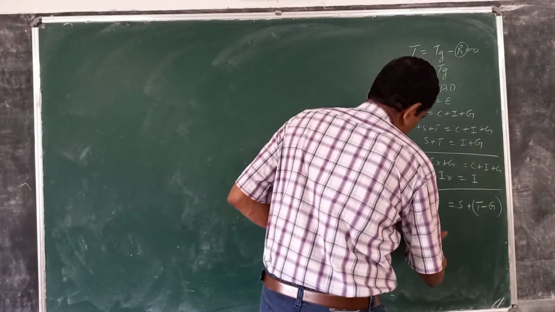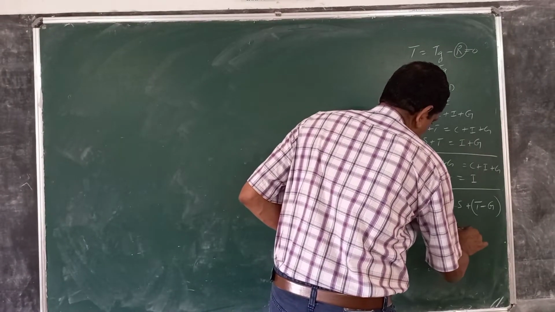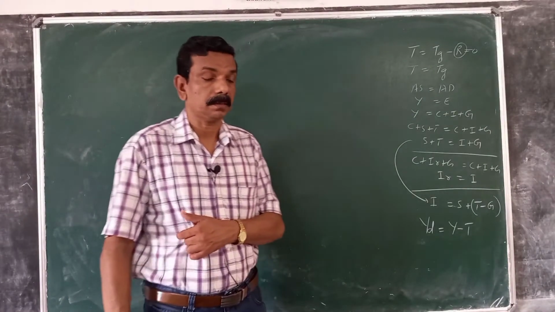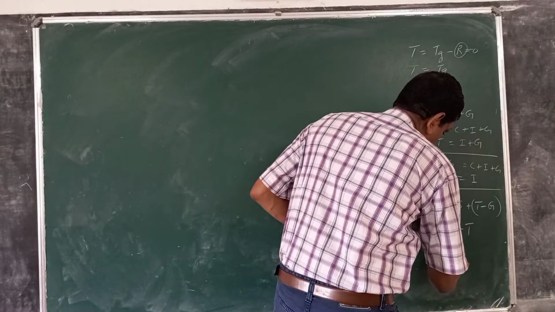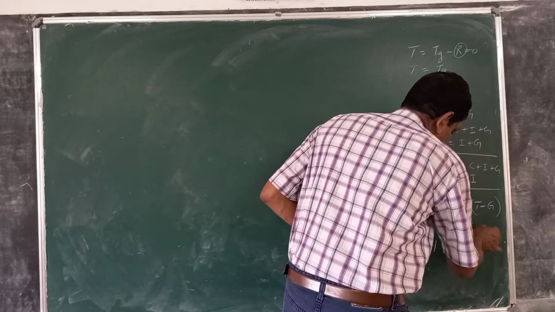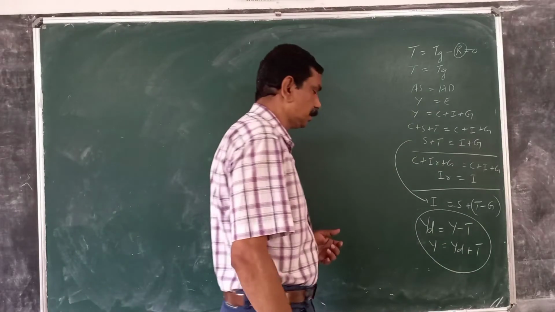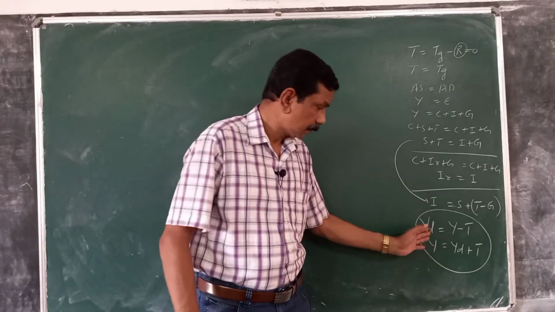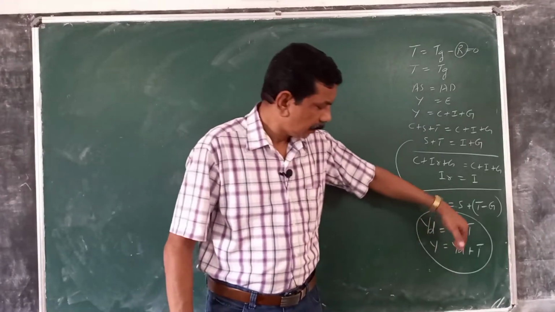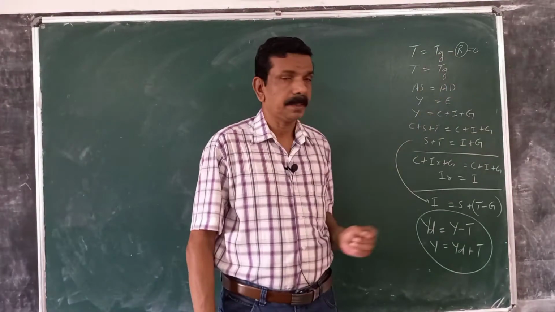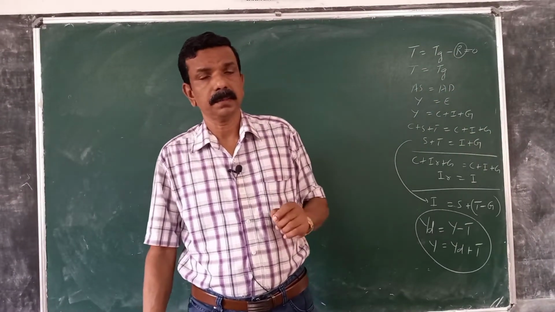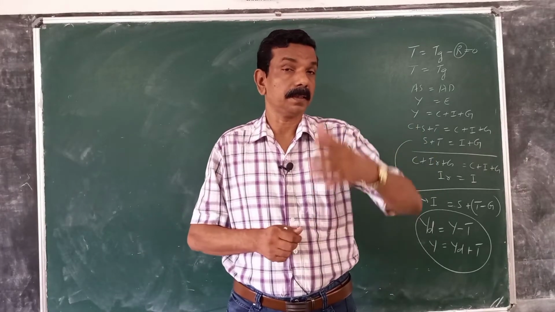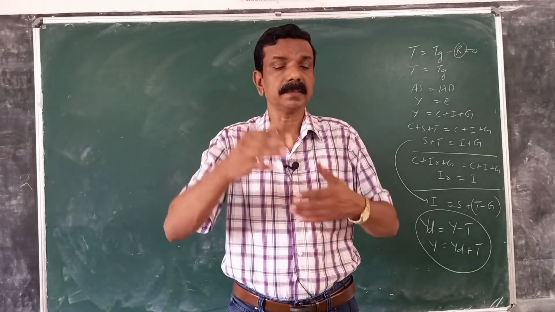Then we can write disposable income as equal to Y minus T, or Y is equal to YD plus T. Remember, this is the only difference which we make. We make a difference between Y and YD by the amount of taxes collected by the government, and the taxes are assumed to be imposed on the persons. No corporate profit tax, no indirect tax, nothing. Only a head tax is imposed.